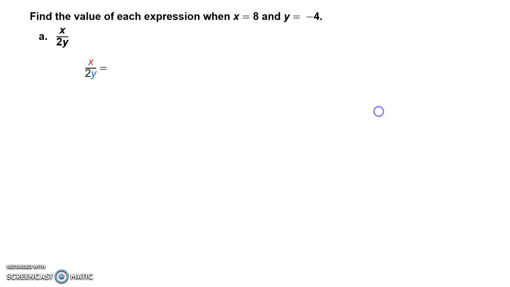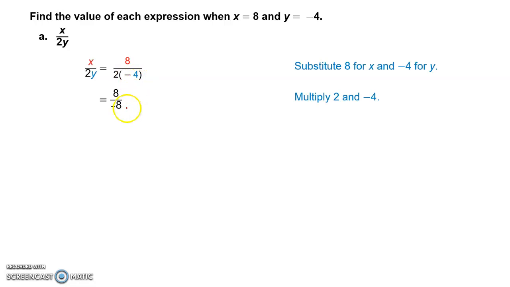So x is 8, so you put an 8 in for that. And then the y is -4. So a number touching the letter is multiplication. So 2 times -4. Now you do everything either on top or bottom of the fraction. So we do the 2 times -4 is -8. Now we can divide 8 divided by -8. Since there's one negative, we know our answer is going to be a -1. So you're plugging the numbers in and then solving it. So let's look at the second one.